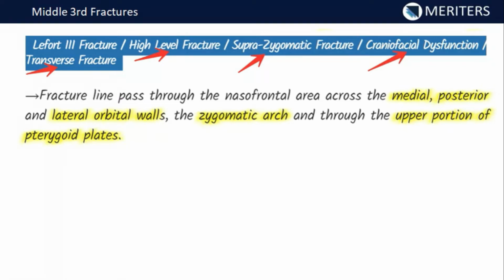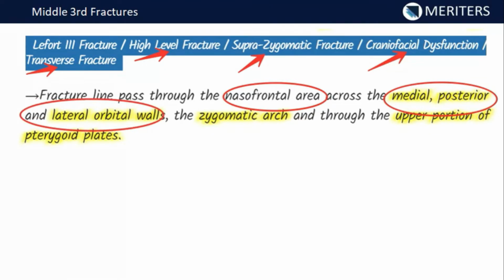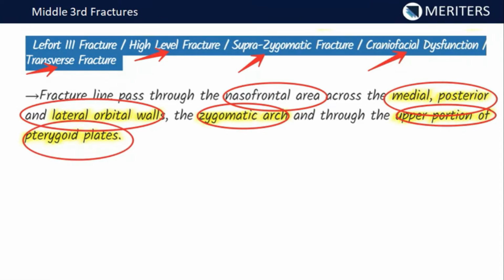Now the passage of the fracture line: the fracture line passes through the nasofrontal area across the medial, then posterior and lateral orbital walls, then the zygomatic arch, and through the upper portion, that is the upper 1/3 of the pterygoid plate. So this is the pathway of the fracture line for the LeFort III fractures.